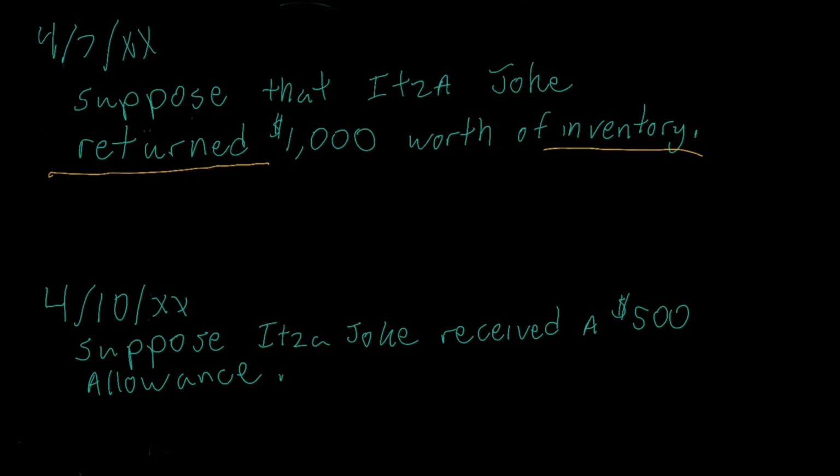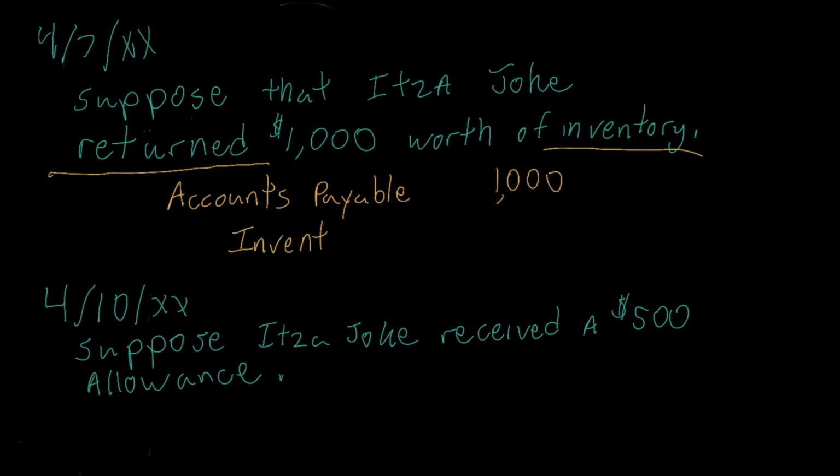We returned the inventory. Now, whenever we have a purchase return, it reduces the cost of inventory, which means that our inventory must go down. Why? Because inventory is always on the books at cost, gang. And what else is going to go down since we made this actual return? We bought it originally on account, which means that our liability must go down as well. So we're going to debit accounts payable, and we're going to credit inventory because it's a purchase return.